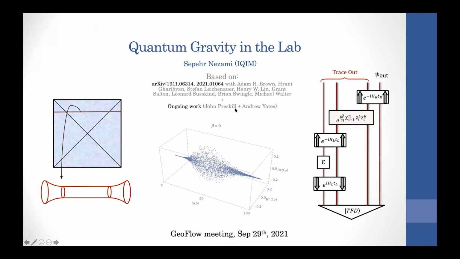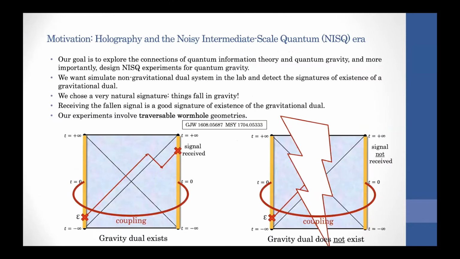Okay, and yeah, it is based on these two papers with my collaborators Adam Braun, Ron Karibian, Stefan Leichenauer, Henry Lean, Grant Salton, Lenny Susskind, Brian Swingle, and Marco Walter. And because I was worried that some of you have heard this talk or a subset of it, I added a bunch of new results and comments and some of the ongoing work. And let me start.